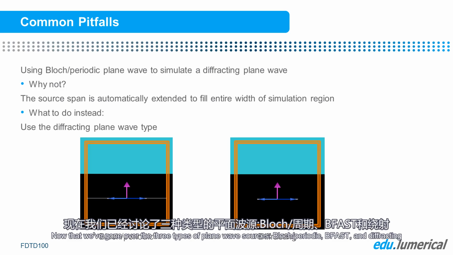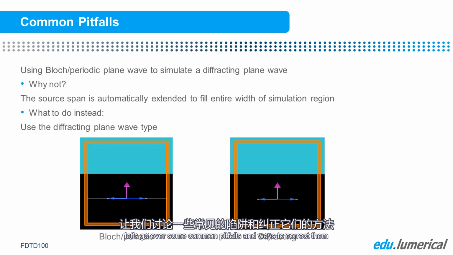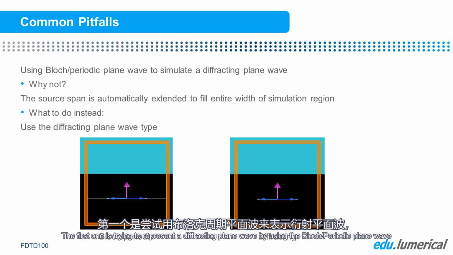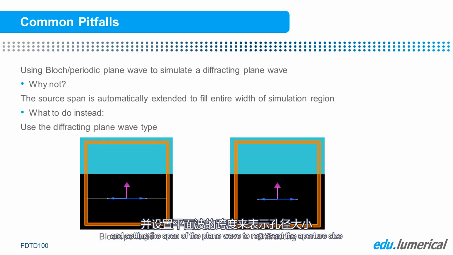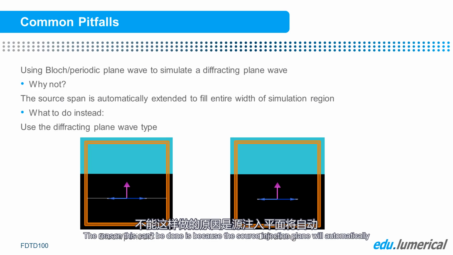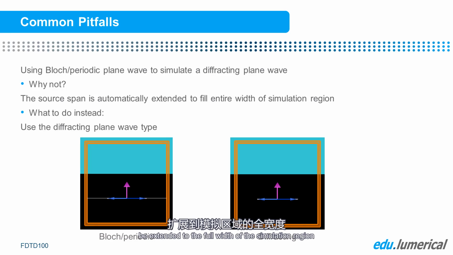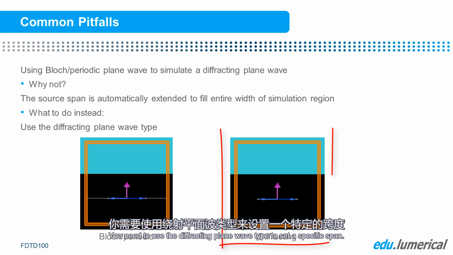Now that we've gone over the three types of plane wave sources, Bloch periodic, BFAST, and diffracting, let's go over some common pitfalls and ways to correct them. The first one is trying to represent a diffracting plane wave by using the Bloch periodic plane wave type and setting the span of the plane wave to represent the aperture size. The reason this can't be done is because the source injection plane will automatically be extended to the full width of the simulation region, so you can't specify a smaller span. You'll need to use the diffracting plane wave type to set a specific span.